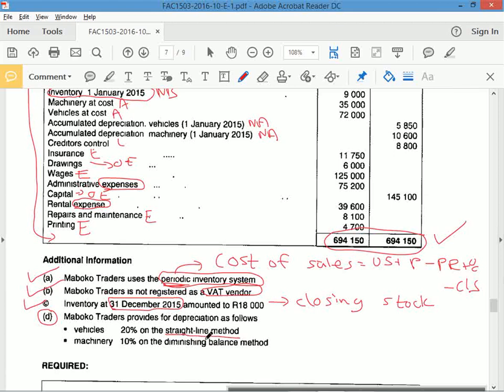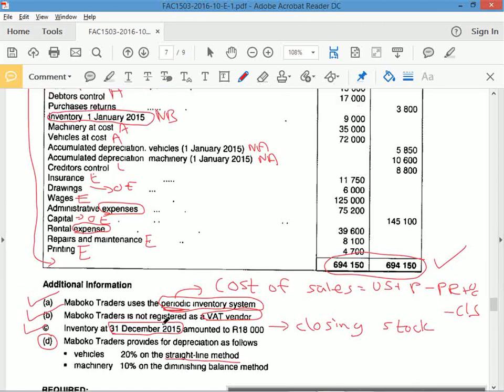Yes, okay, but we'll check just now. Let's just finish this. Vehicles. Do I use straight line? Yes, because I use cost. Does cost change? No. So where's my vehicles? Go find it. There's my vehicles. Okay, there's the vehicles. It's 72,000.